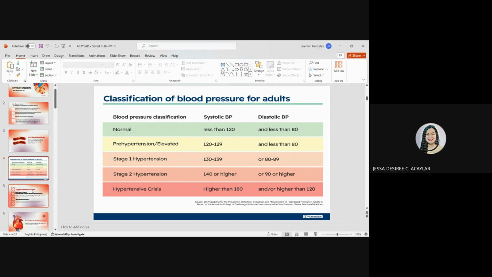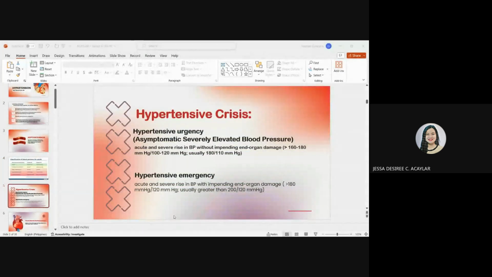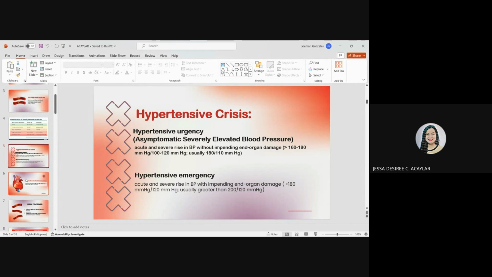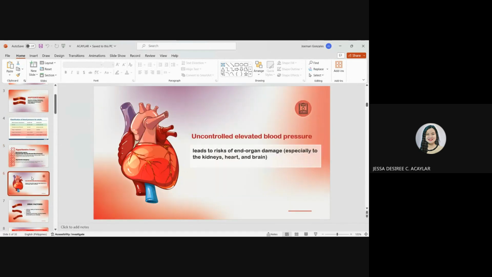So, meron po tayong tinatawag na hypertensive crisis. Ang hypertensive crisis po ay may hypertensive urgency at hypertensive emergency. Hypertensive urgency or asymptomatic severely elevated blood pressure ay acute and severe rise in BP without impending end organ damage. Habang ang hypertensive emergency naman po ay yung acute and severe rise in BP, but ang pinagkaiba lang po nila is meron siyang impending end organ damage. Uncontrolled elevated blood pressure may lead to risk of end organ damage, especially the kidneys, heart, and brain.